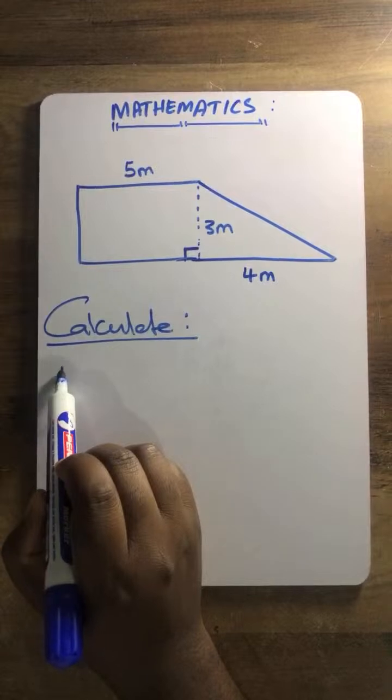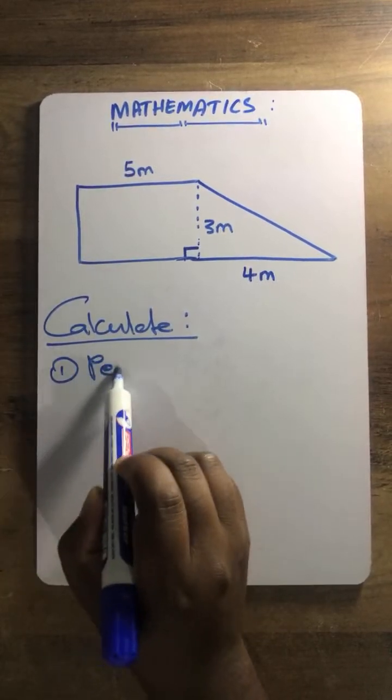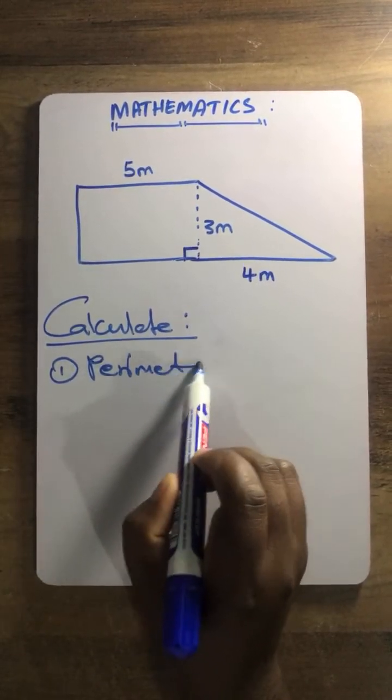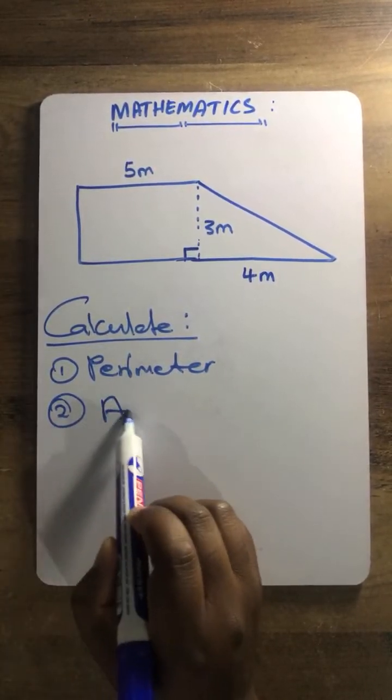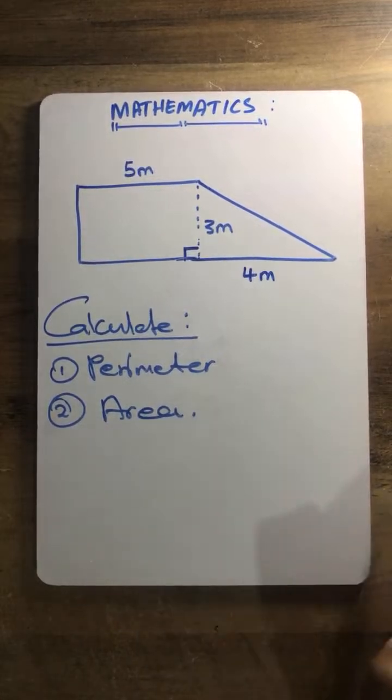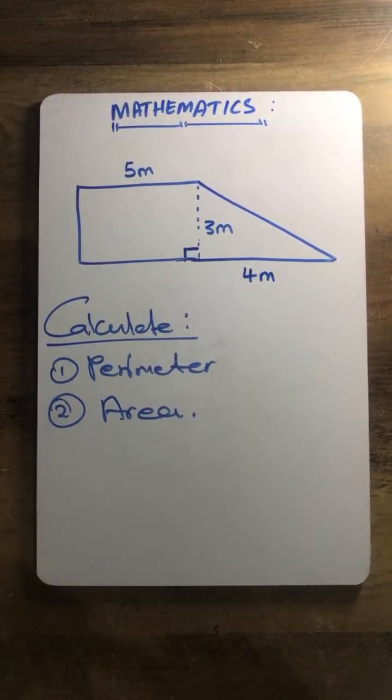calculate number one, the perimeter, number two, the area of that whole shape. Yes, of that whole shape.